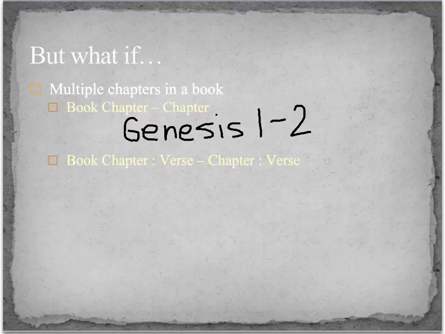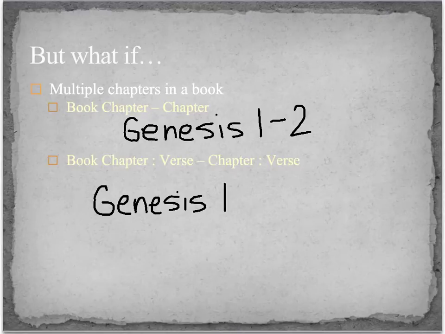But what if I only need to read certain verses in that chapter? So I don't need to read the entire chapter. So book, Genesis, chapter 1, and then remember we separate the verse by doing colon, chapter 1, verse 1, to chapter 2, verse 5. So that tells me where to start and where to end.